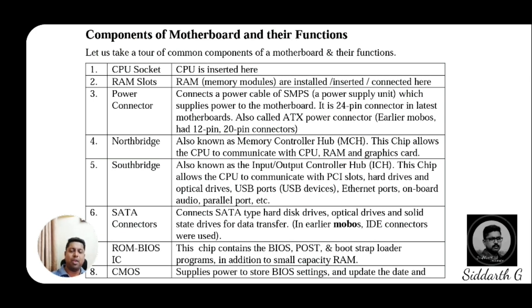So coming one by one, what are all the components of the motherboard and what are their functions? The first component of the motherboard is the CPU socket. As we discussed earlier, socket means place. Where we place a processor, that will be a processor socket. Where we insert the processor, that will be a processor socket. Next, the RAM slot. This is where we insert the RAMs, that will be a RAM slot.